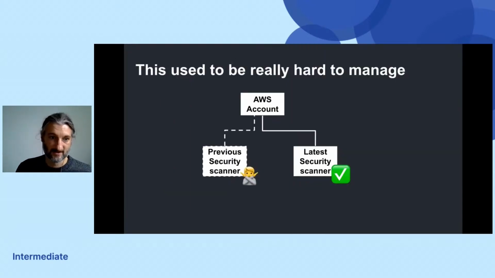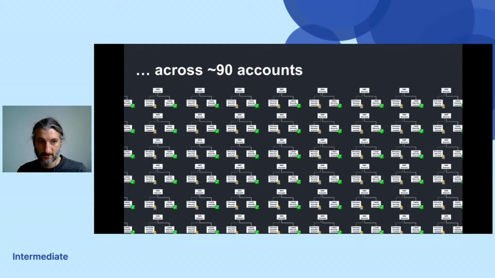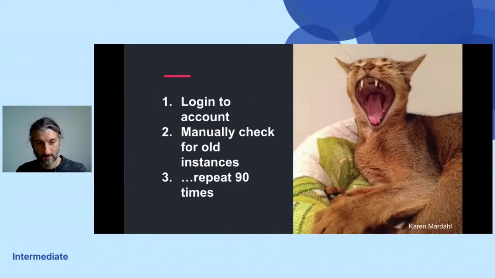An example of where this is delivering value for us is a thing that used to be really hard to manage: each AWS account we run has a security scanner in it. And when we need to upgrade that, we'll create a new instance and then go back and clean up the old instance. But we need to do that across 90 accounts. Now, the process to go and check that we have been tidying up after ourselves and cleaning up those old instances was a bit like this.